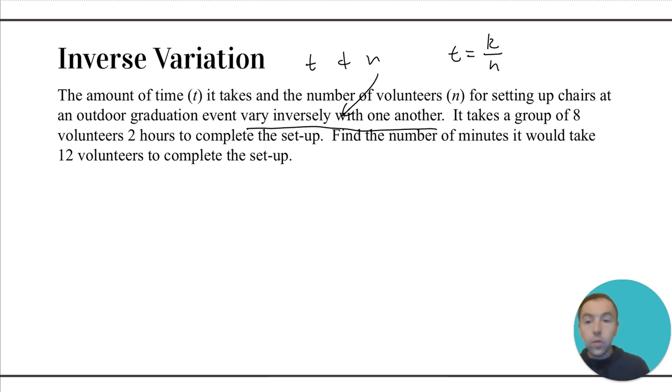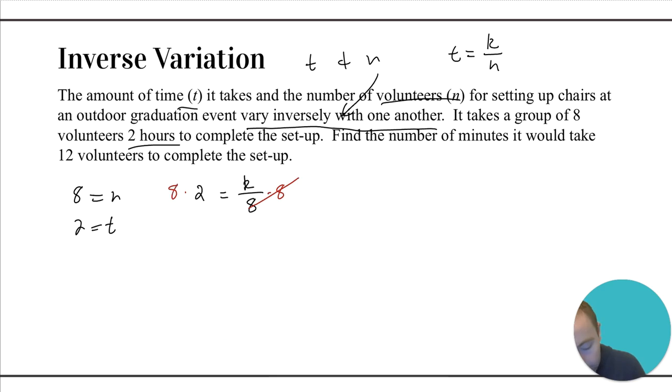Okay, so it takes a group of 8 volunteers 2 hours to complete the setup. So 8 volunteers is going to be equal to n. I'll just say 8 is equal to n, because that's the volunteers, n. And then it takes 2 hours, that's the amount of time, so t is equal to 2, right? So we can say that 2 should be equal to the constant of variation divided by 8. If we solve to get the k alone, we can multiply by 8, cancel that, and multiply by 8 here. And then we get that 16 is going to be equal to the constant of proportionality.